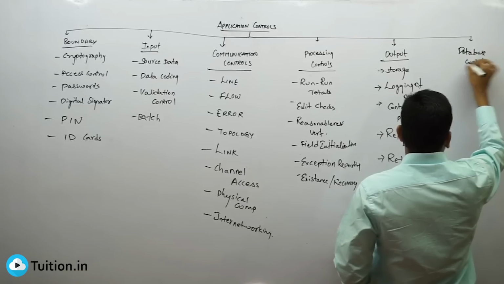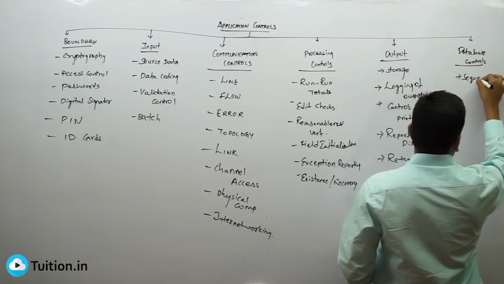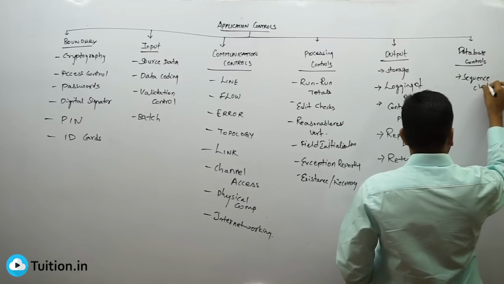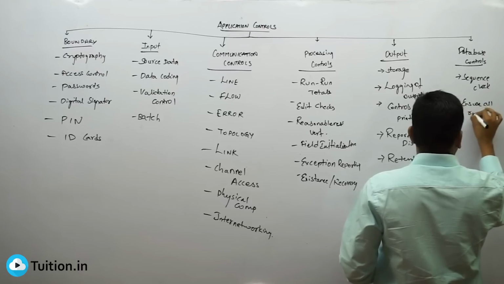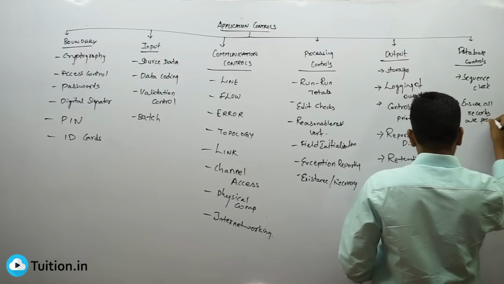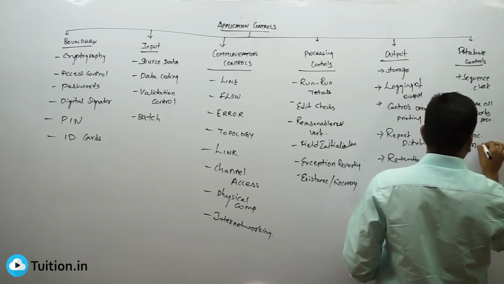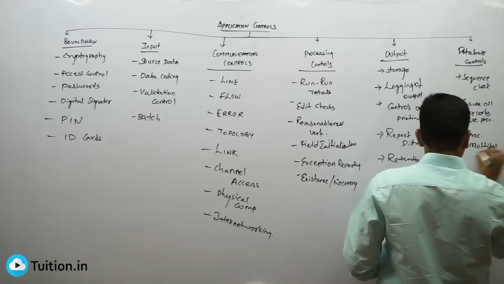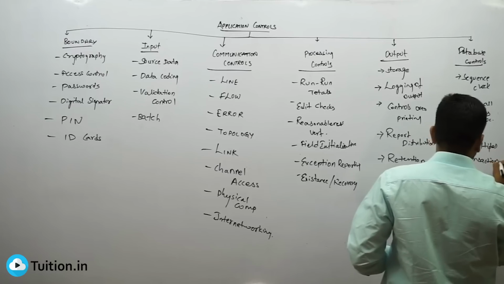Database controls, right? What are database controls? We have what in order they are saved: sequence check, and ensuring all records are processed. And lastly, it has the ability to process multiple files, process multiple transactions with single records.